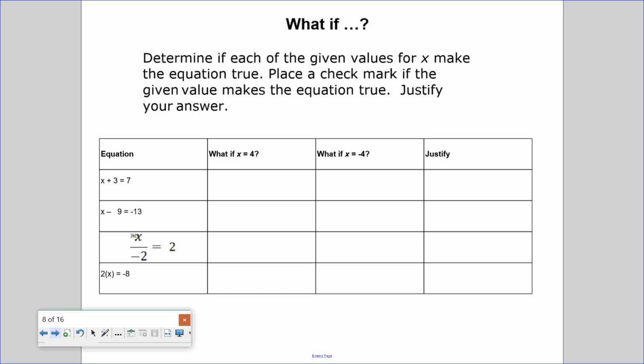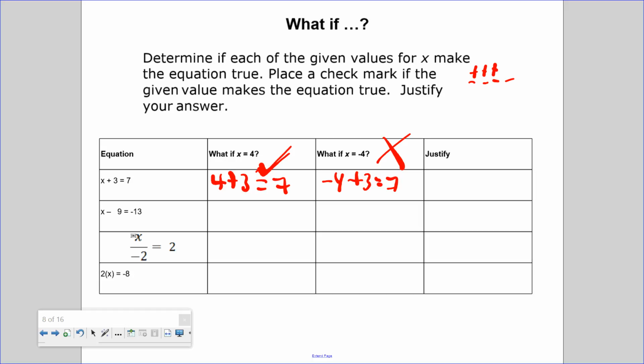You're going to determine which one makes the equation true. You're going to place a check mark if the given value makes the equation true. So x plus 3: if I substitute or replace the x with 4, 4 plus 3 equals 7. That is a check mark. That works. Does the other one work, negative 4? Negative 4 plus 3 is negative 1.